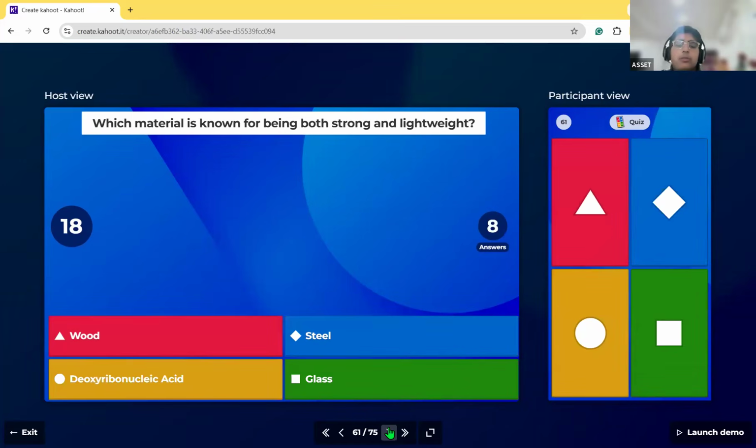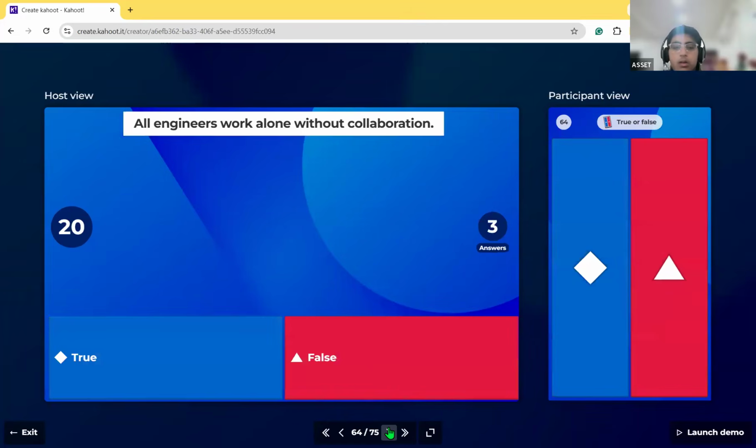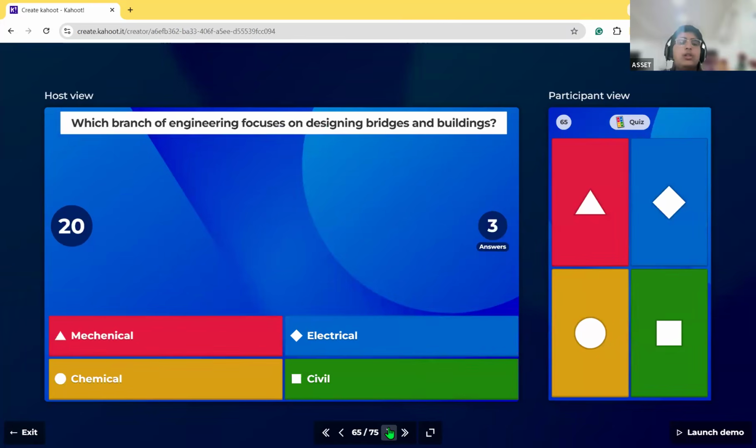Which material is known for being both strong and lightweight? What simple machine is a ramp an example of? What is a constraint in engineering? All engineers work alone without collaboration. Which branch of engineering focuses on designing bridges and buildings?